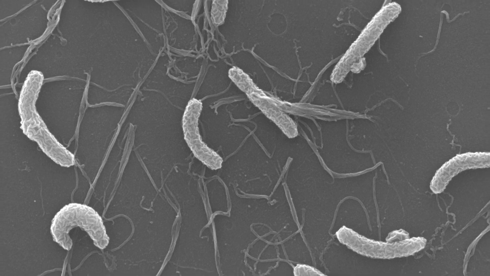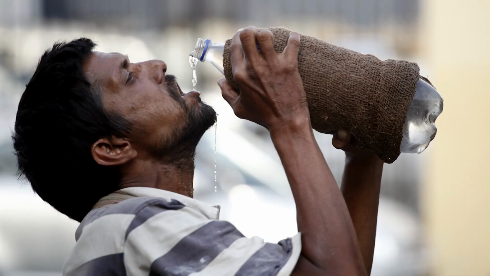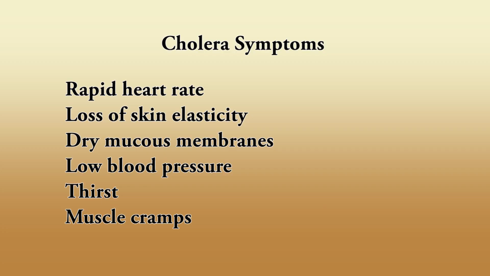Vibrio cholerae, the bacterium that causes cholera, is usually found in food or water contaminated by feces from a person with infection. Signs and symptoms of cholera: rapid heart rate, loss of skin elasticity, dry mucous membranes, low blood pressure, thirst, muscle cramps. If not treated, dehydration can lead to shock and death in a matter of hours.